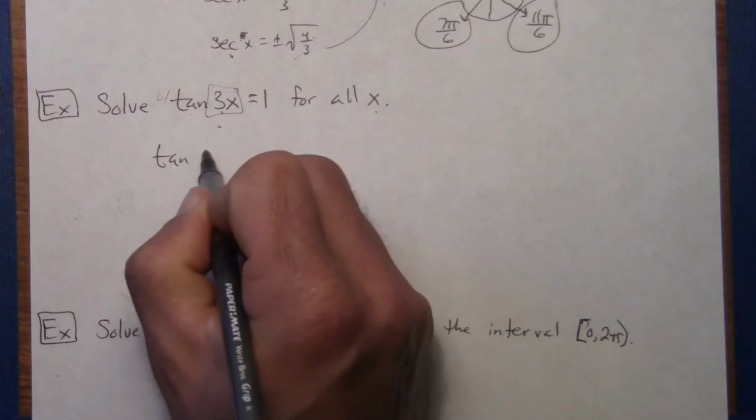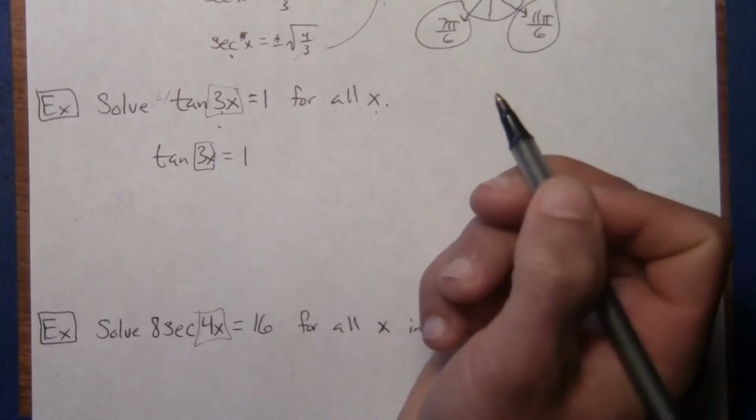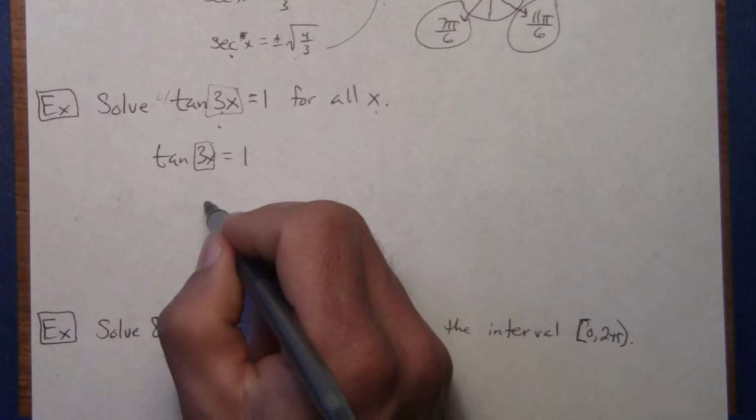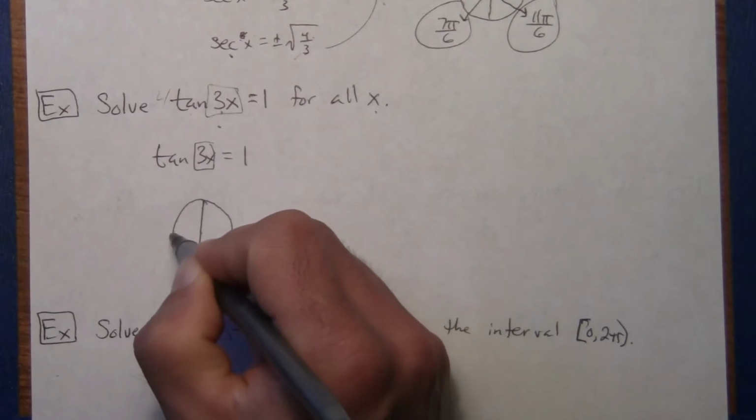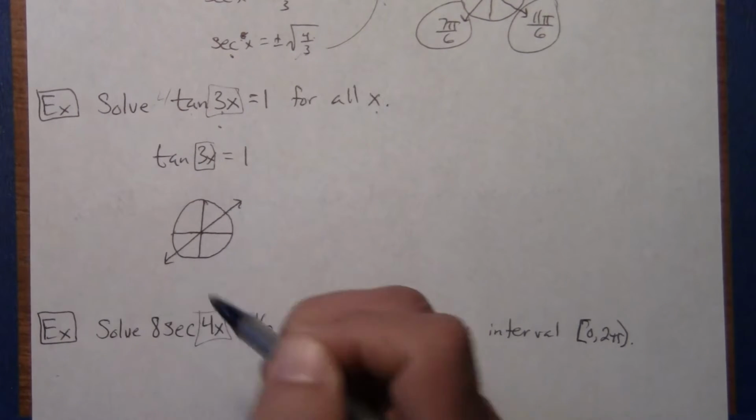So I'm going to say it's the tangent of 3x. In your mind, try to think of that as x for right now, is equal to 1. Well, where is tangent equal to positive 1? Well, I know in my unit circle that's going to happen in the first and the third quadrant. Either they're both positive or both negative.